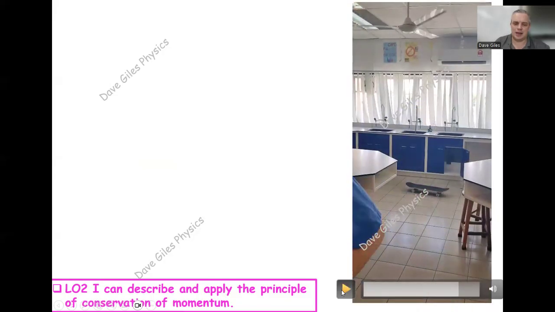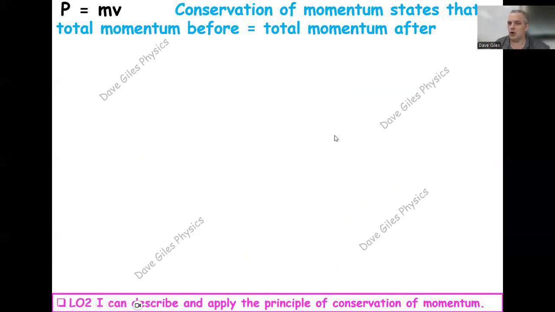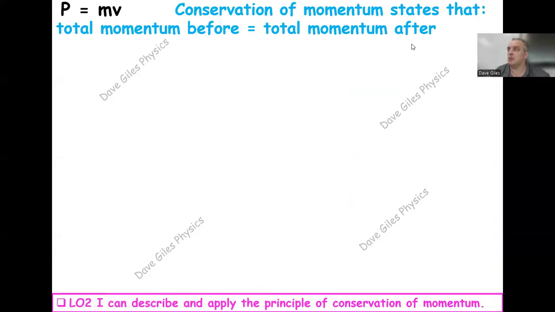So as you can see, that's me jumping off a skateboard, and I move forward, and you'll notice the skateboard also moves, but it moves in the opposite direction. It moves backwards. So let's actually have a look at some maths. First of all, we'll start with the conservation of momentum law, which states that total momentum before equals total momentum after.